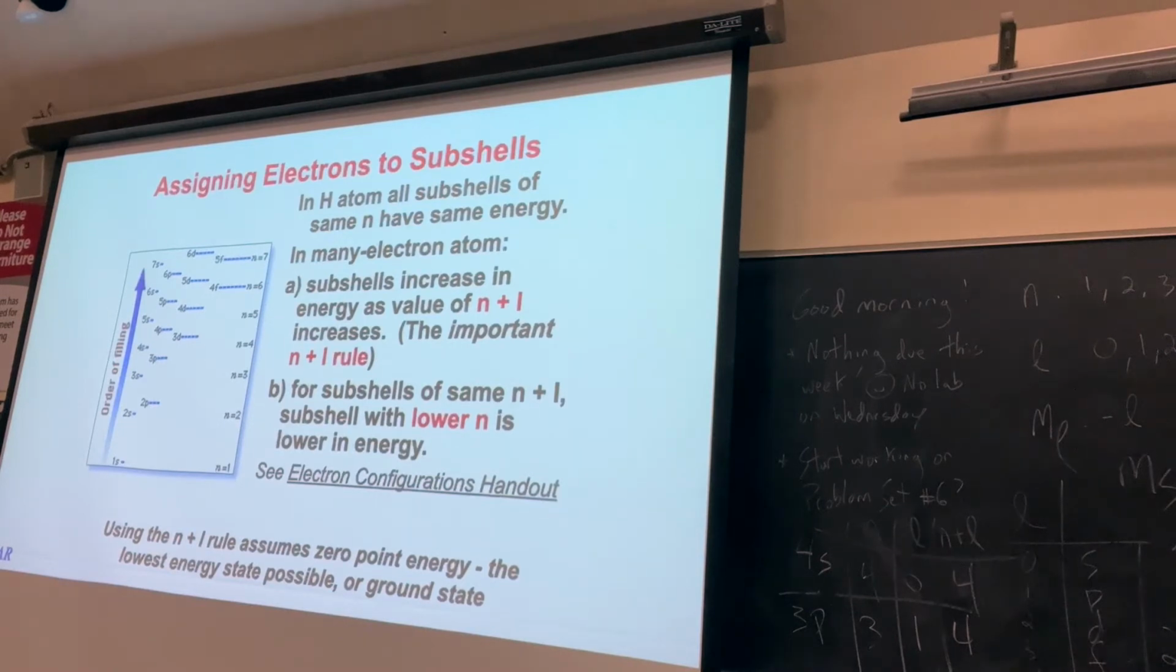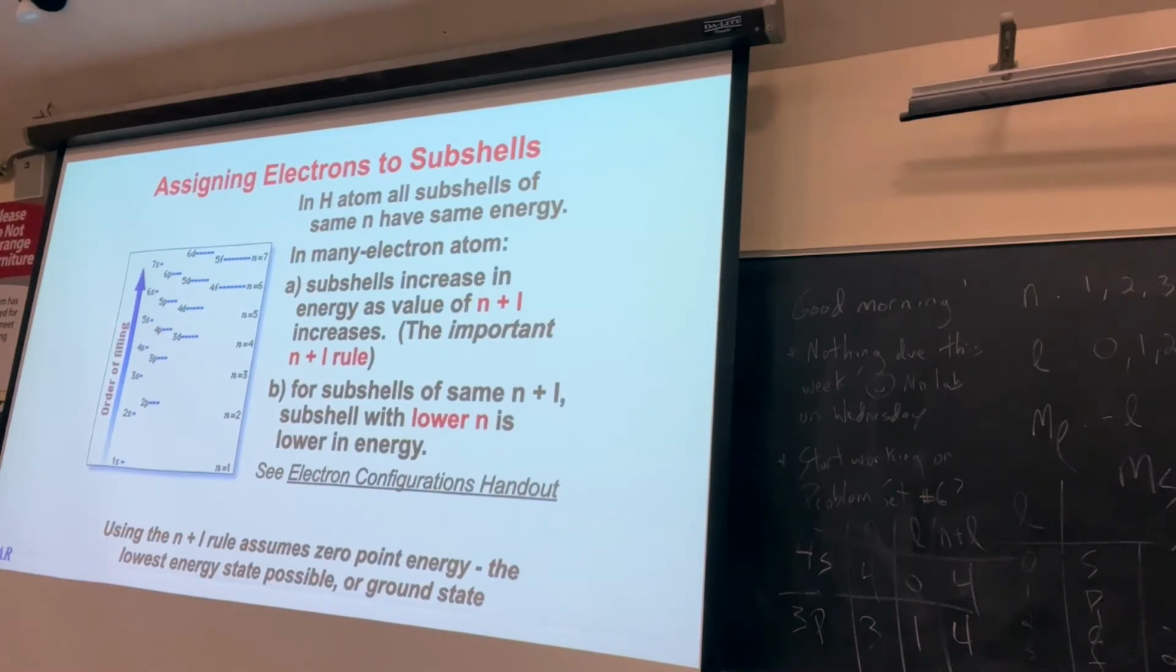So this is showing how these things get filled in, all right? It's all about lower N plus L. 1s gets filled first, 2s before 2p, because 2s has N plus L of 2 versus N plus L of 3 for 2p. 3s also has N plus L equal to 3, but 2p gets filled before 3s because it has a lower N. If there's a tie, lower N first, higher N last. Any questions?